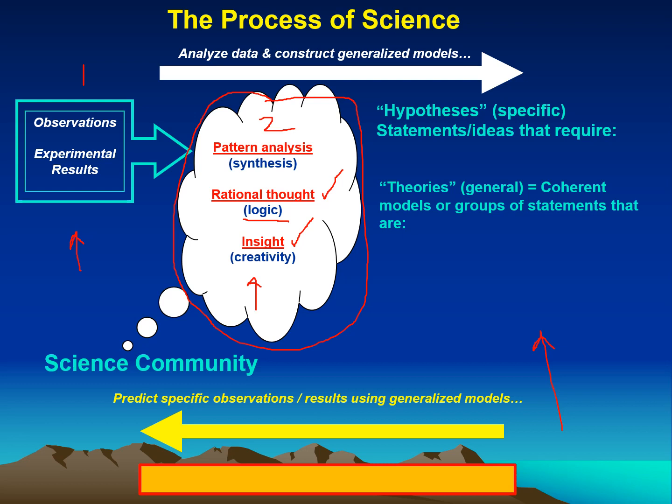Okay, so if step one is making observations and performing experiments, and step two involves pattern analysis, rational thought, and creativity, then how about step three? Well, step three can be thought of as the so-called output of science, and it involves the construction of both hypotheses and theories. Well, what's a hypothesis? A hypothesis is simply a statement that requires testing.